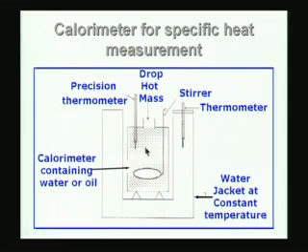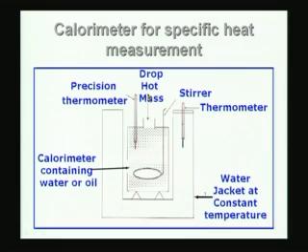Essentially, the calorimeter consists of an inner vessel which we call the calorimeter, and the inner vessel consists of a thin walled vessel with a liquid, in this case it may be water or some oil, and the temperature of this oil or the water is measured very accurately using a precision thermometer as indicated here.